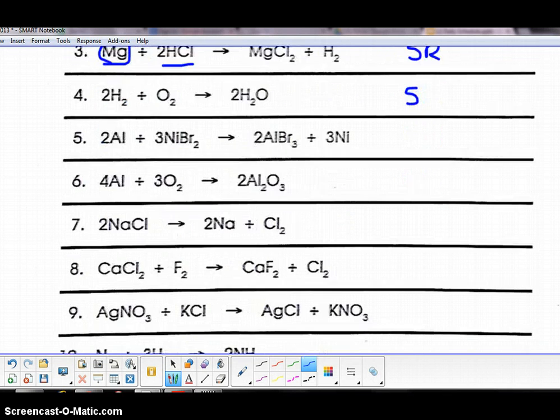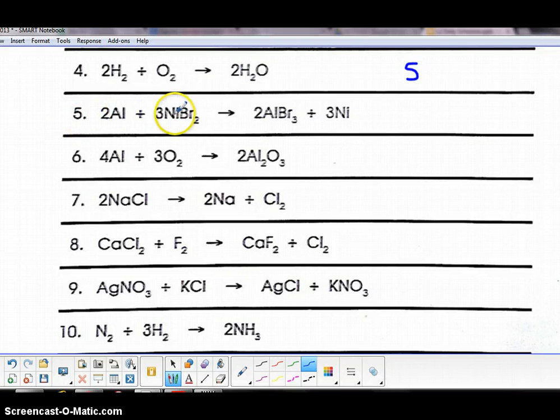Number 5, we're looking at 1, 2, 3, 4 species. So it's either going to be a single replacement or a double replacement. So let's look again. I just see aluminum here. Even though there's a 2 in front of it, it's still an element all by itself. An element can be a metal or it could be a diatomic nonmetal, but it's still by itself, just aluminum. I have 2 of them, but it's by itself.